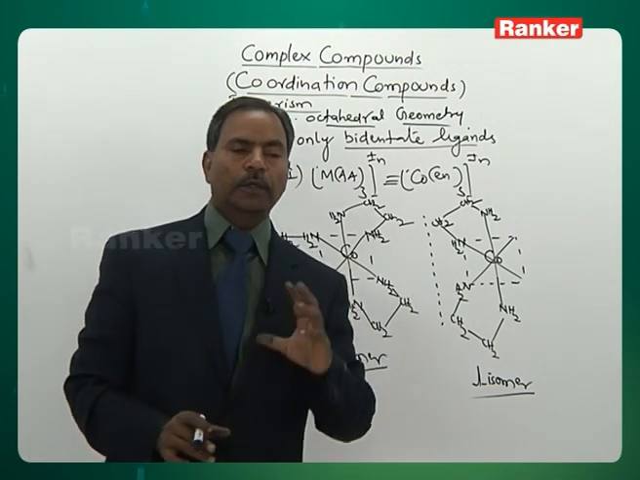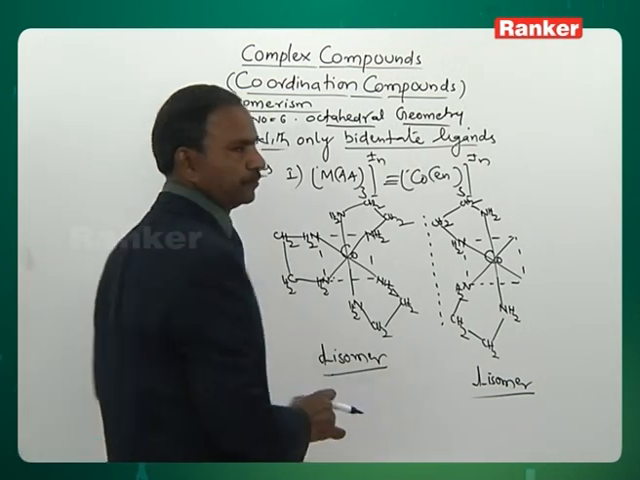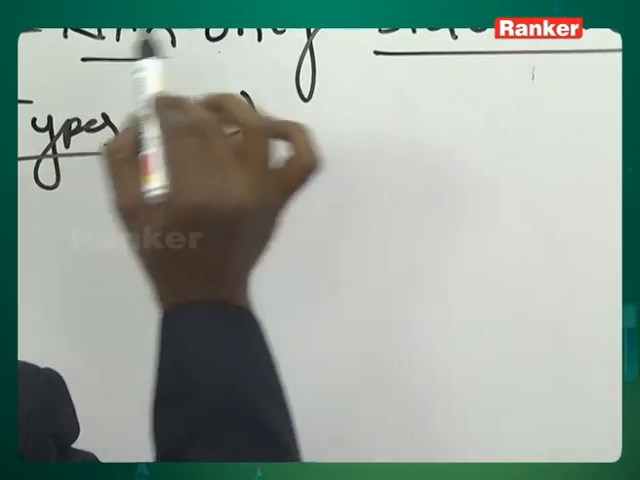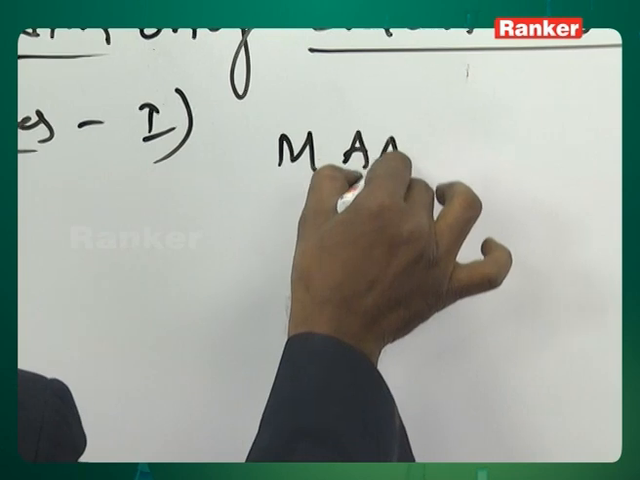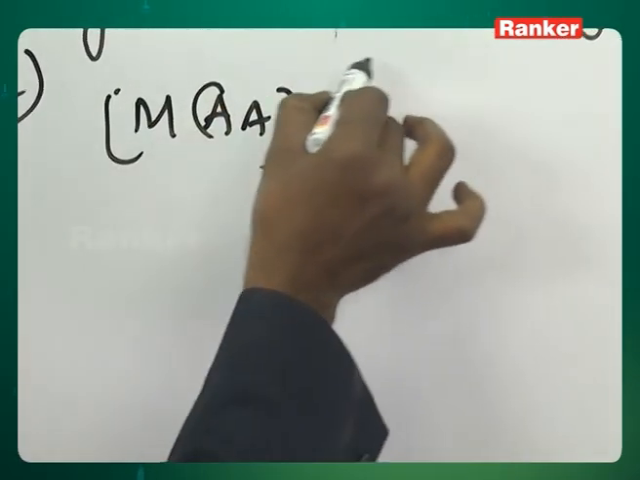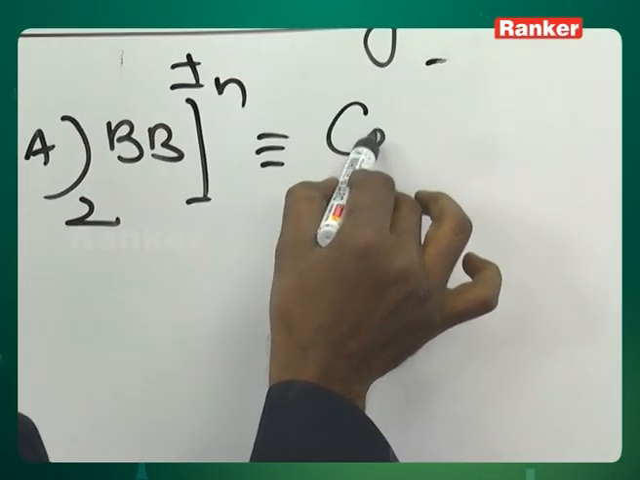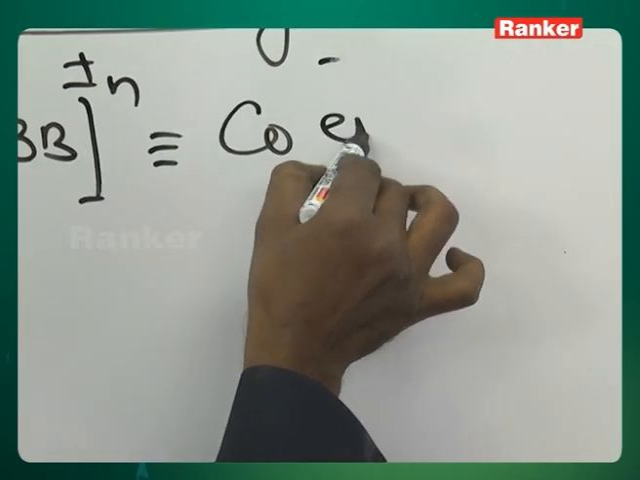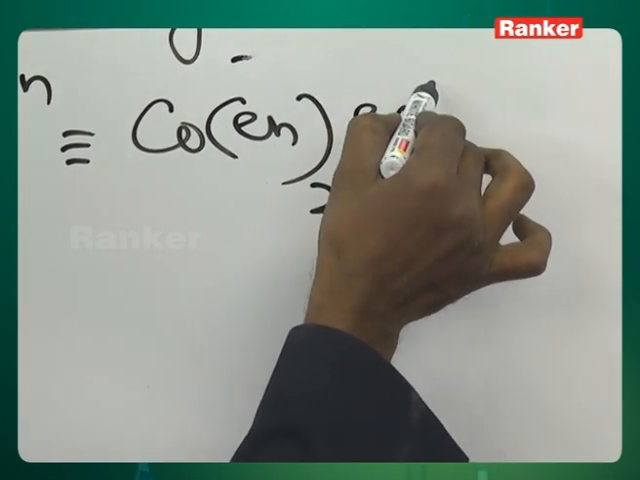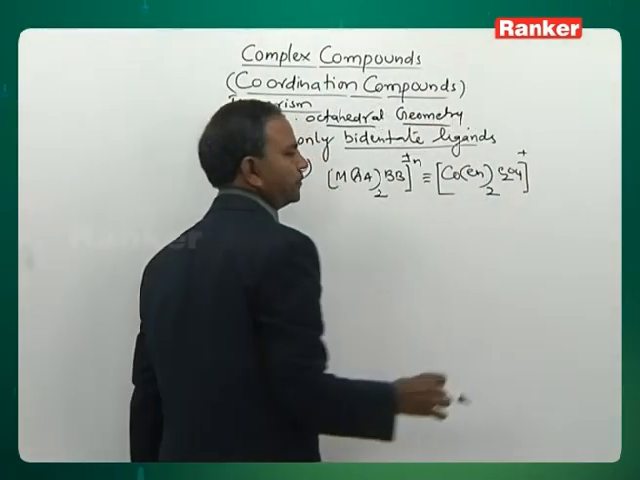Let us take two different bidentate ligands. Next, MAA taken twice, BB you take. The first model only you take, MAA taken twice, BB. Two different bidentates. What example can you write? Take en taken twice, C2O4 you take, plus.